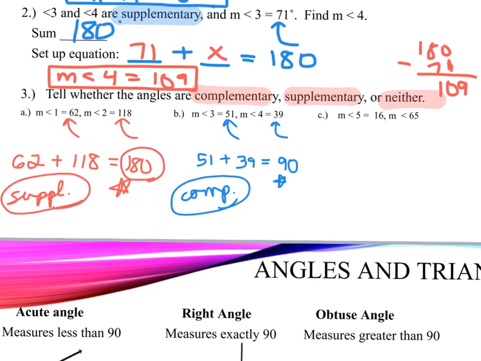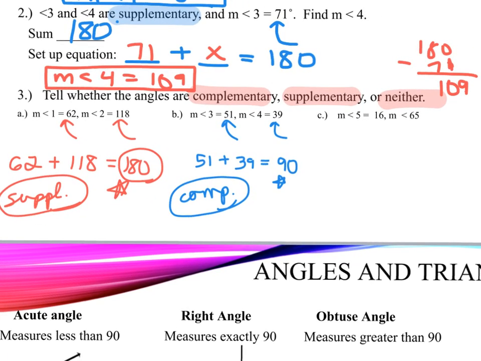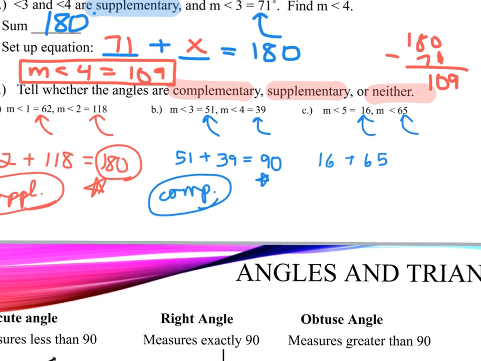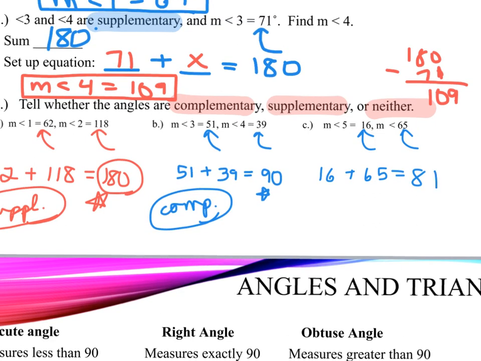And finally, letter C. The measure of angle 5 is 16. The measure of angle, oh, I forgot the angle there. The measure of angle whatever is 65. Let's check it out. So 16 and 65. 16 plus 65, and that gives me 81. 81's not one of our numbers, so that would be neither.